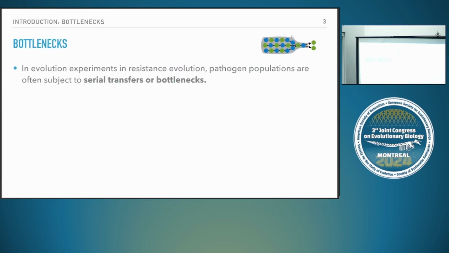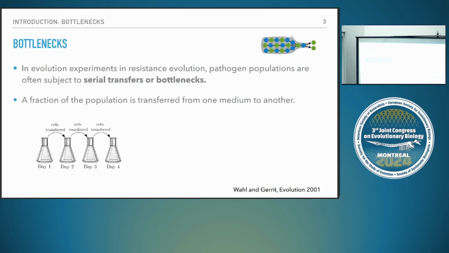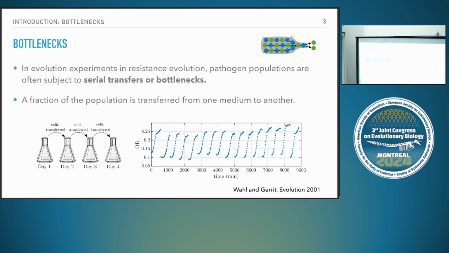It is known that in evolution experiments in resistance evolution, pathogen populations or bacterial populations are often subject to serial transfers or bottlenecks. In these bottlenecks, a small fraction of the population is transferred from one medium to another. This is done to ensure that the populations keep growing after saturating the resources. So populations are exposed to periodic drastic reductions of the population size.